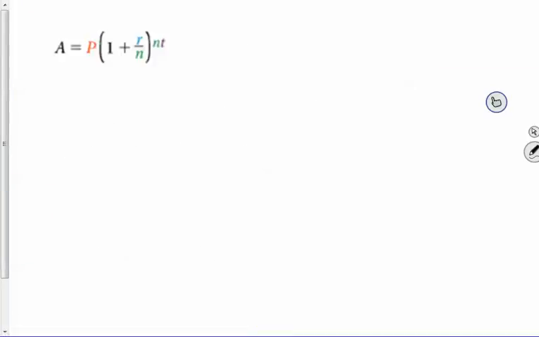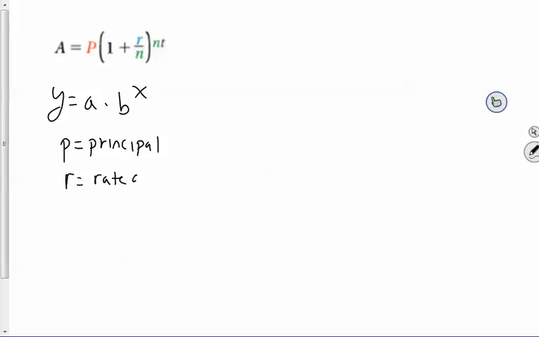All right. Another application is what we call compound interest. And this right here looks kind of like y equals a times b to the x. Now I want to explain what each one of these things represents. P is your principal. That's your starting money. R is your rate as a decimal. So if it's a percentage, you turn it into a decimal.